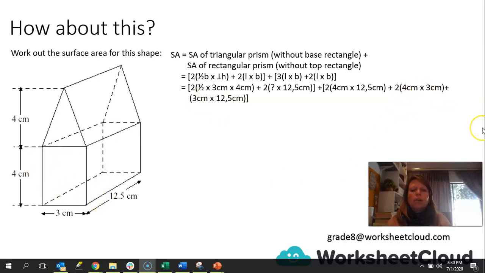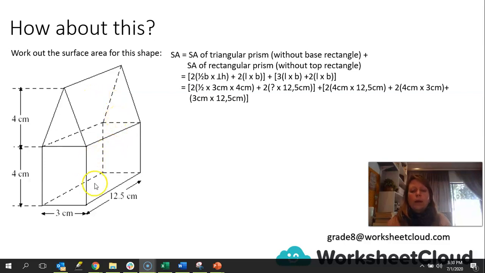All right, so just to go through it again, we've got our 2 triangular bases for our triangular prism, which is going to be 2 times half times 3 times 4, because that's our height. We don't know this one yet. We will work that one out just now. But then we've got 2 rectangles that we need to find the area for.